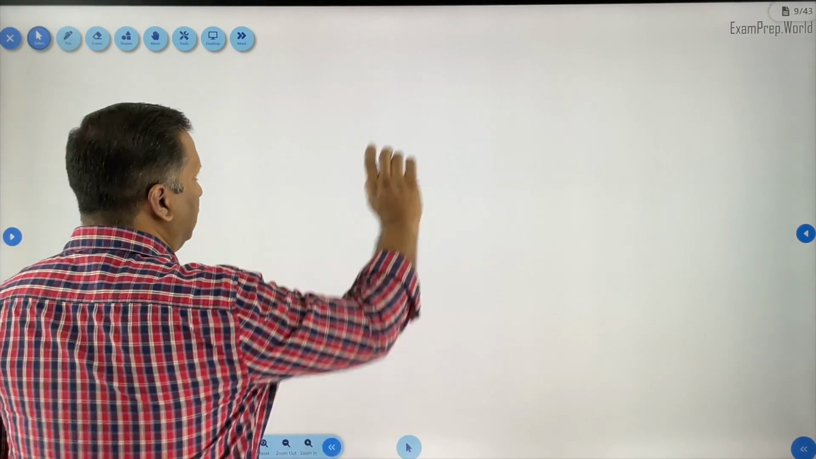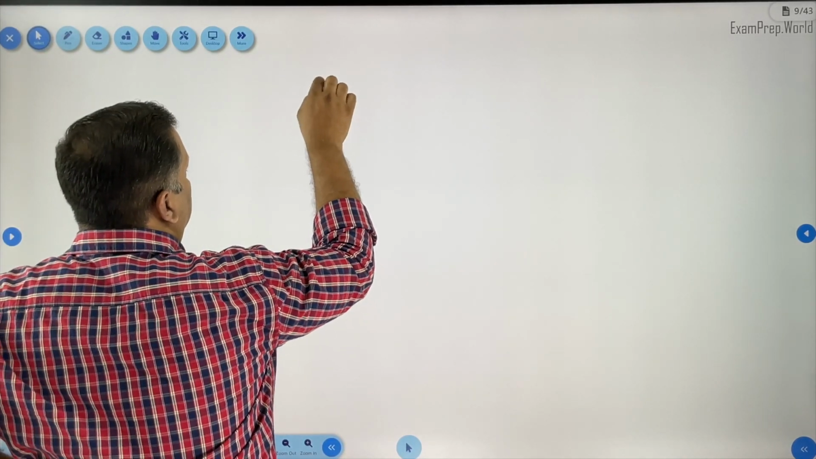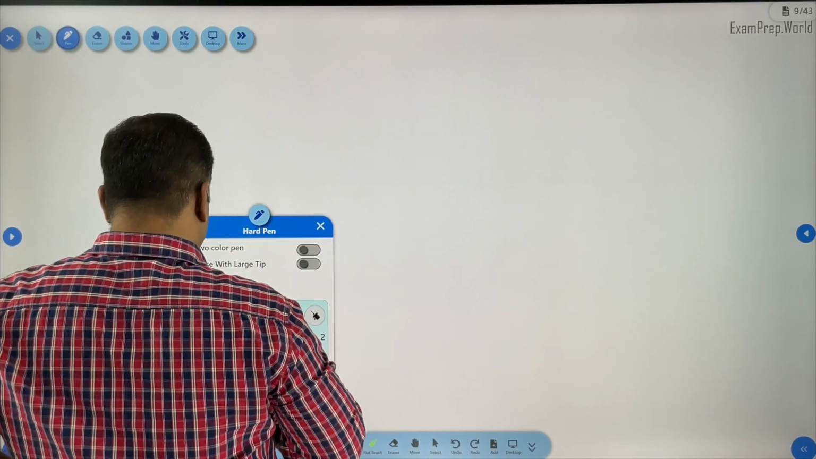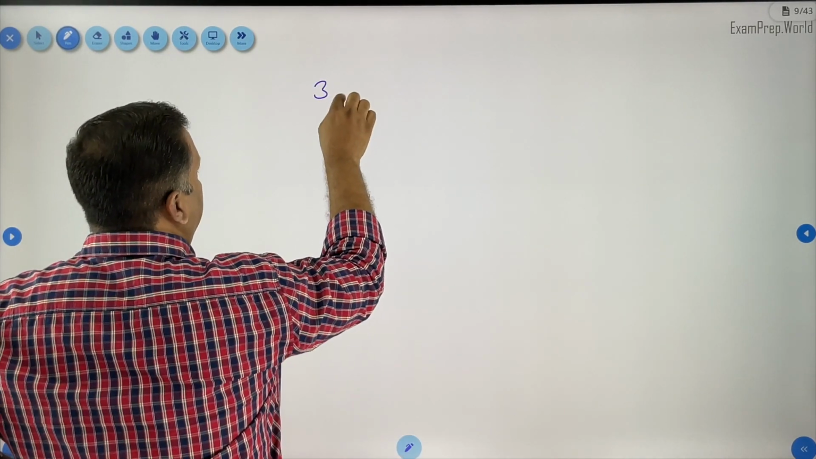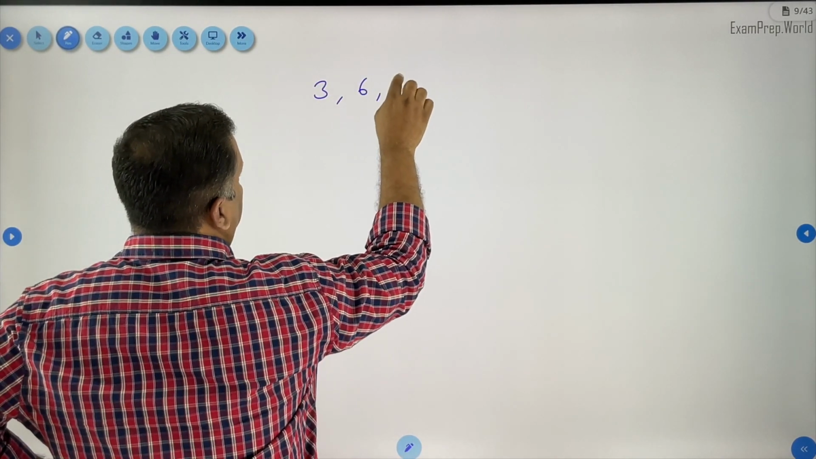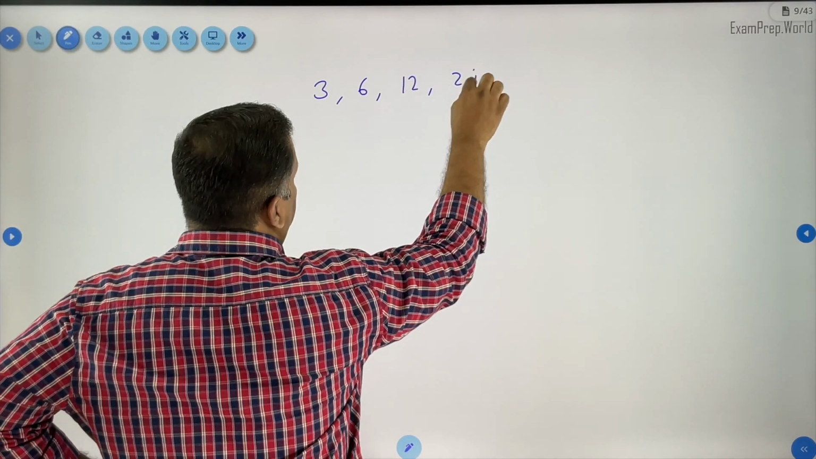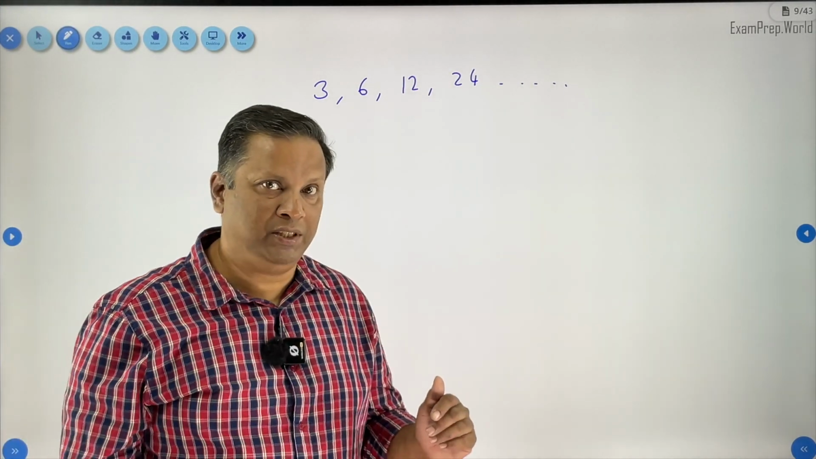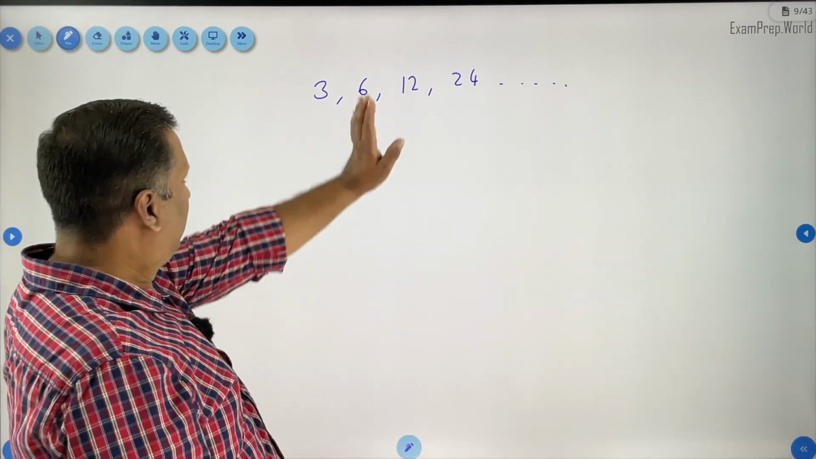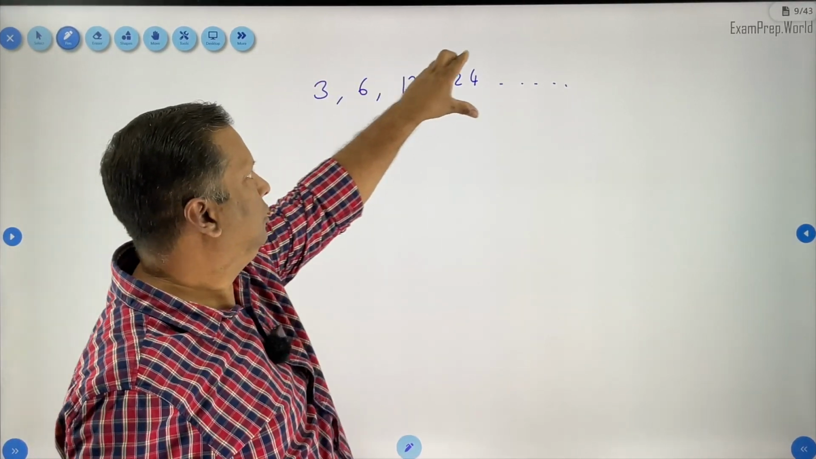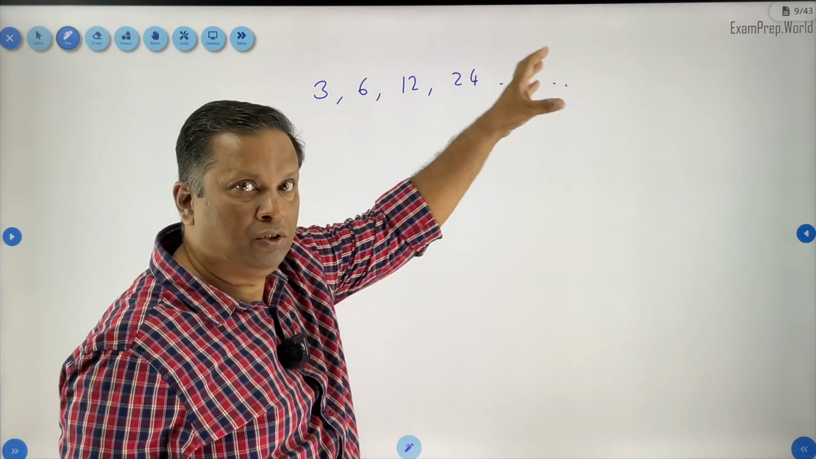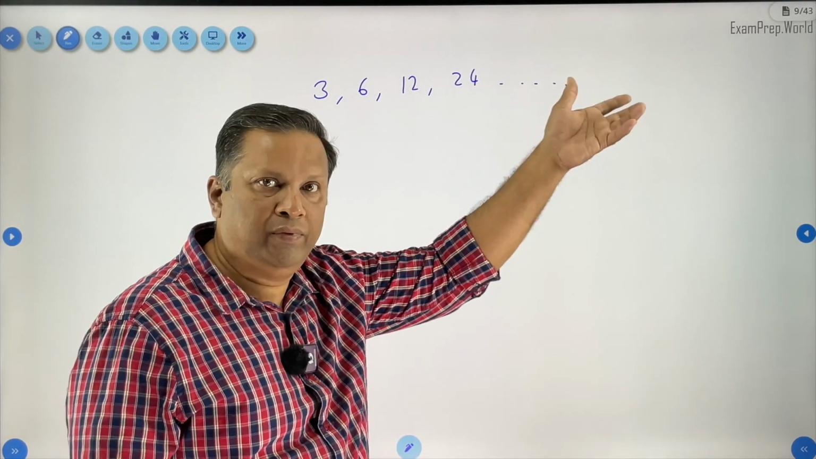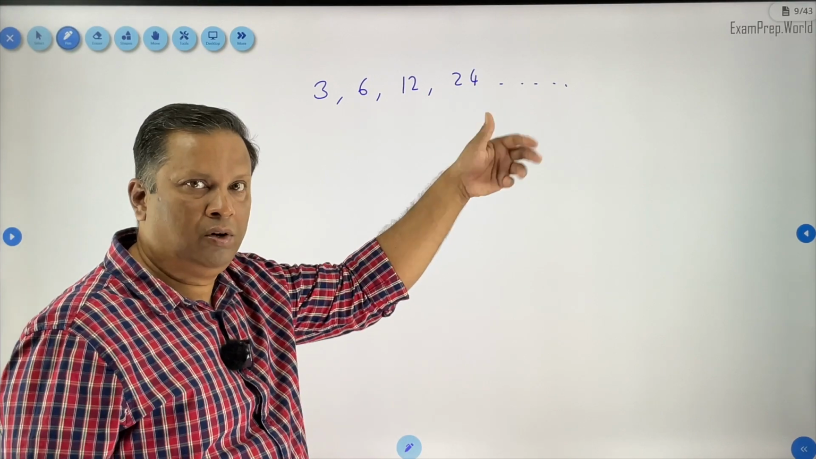Suppose the geometric sequence is 3, 6, 12, 24. I will use the sequence which I gave you in the previous video. Is it a geometric sequence? And what kind of geometric sequence is it? Diverging. Why? Because the value of consecutive terms keeps increasing, right? Eventually the infinite term will be infinity, because you are always doubling it.